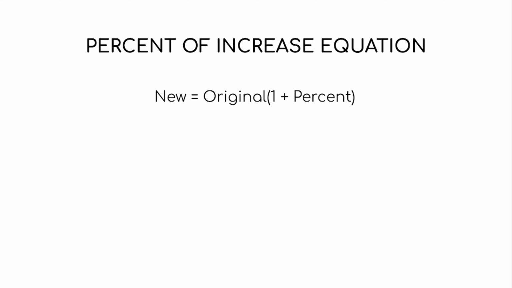Then for our third equation, we have the percent of increase equation. And that's going to be new equals original times 1 plus percent. So the difference between the percent of increase and the percent of decrease is that when you're increasing, you would add, and if you're decreasing, you would subtract. Once again, the important thing to notice with this equation is that you're always adding 1. That means that that number inside the parentheses will always be a number greater than 1. So once again, if they give you an equation and you see that the number inside the parentheses is greater than 1, you should know that you're dealing with percent of increase.